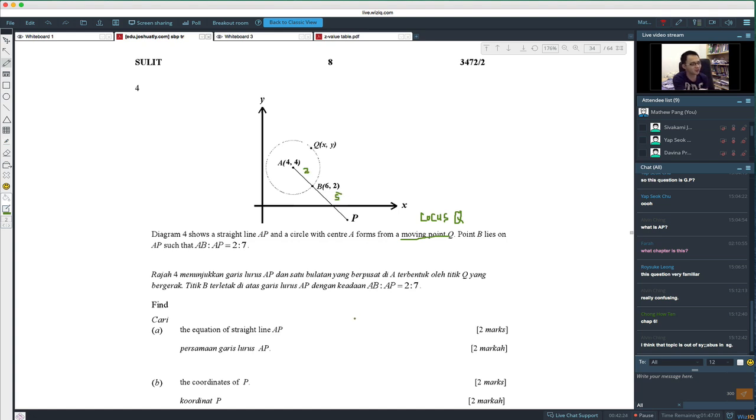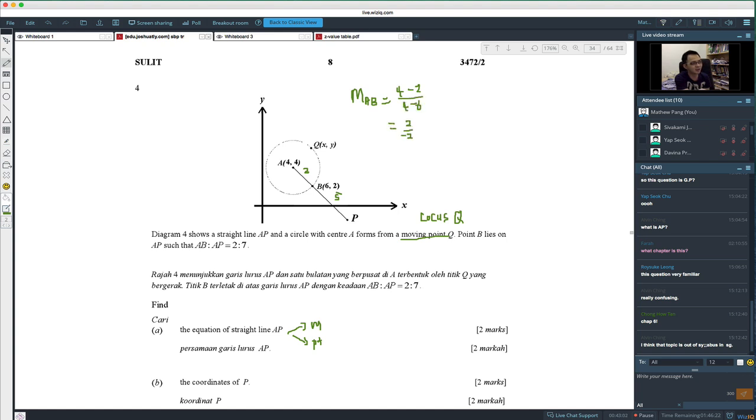Then the next one I will do is, I want the equation of AP. In order to form an equation, you always need two things. First, you need a gradient. Second, you need one coordinate. So first, I will find the gradient for AP. I do not have the coordinate P, but I have the coordinate B. So I will find the gradient for AB first, because it will be the same gradient as AP. They're on the same line. So it equals (4 minus 2) over (4 minus 6), so it will be 2 over negative 2. So the gradient is negative 1.